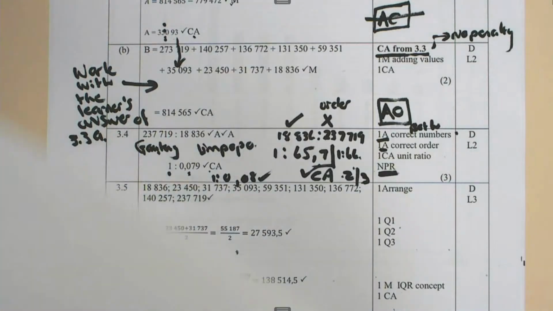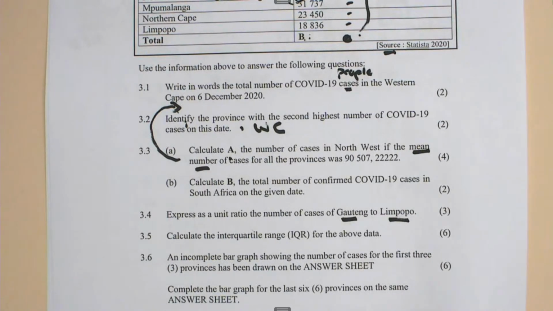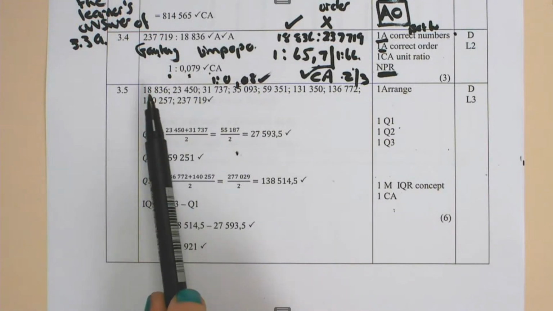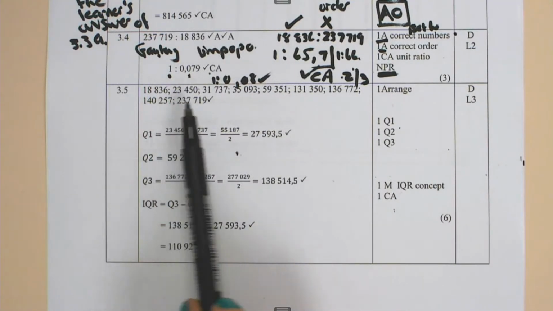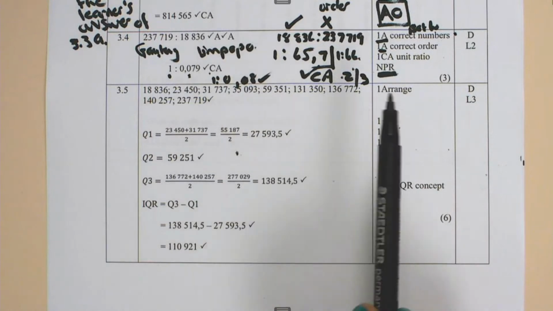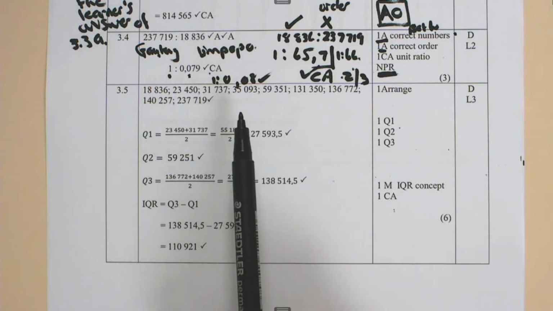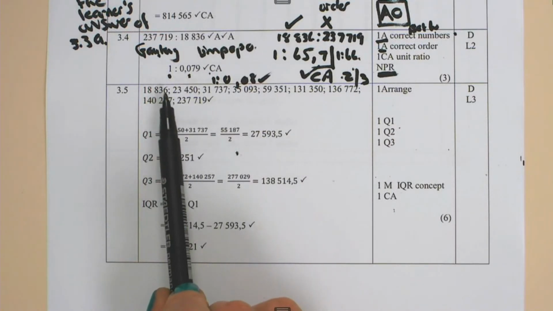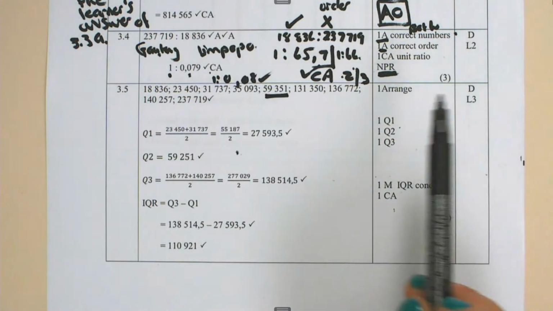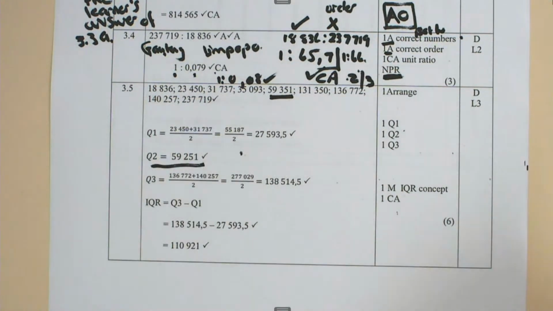Colleagues, then we come to 3.5. Calculate the interquartile range for the above data. To get the interquartile range, we will of course first have to arrange the data, and then we will have to get the lower quartile and the upper quartile. Now the number of data in the set is 9. So our middle value will be after 4. 1, 2, 3, 4. There is our middle value, and then we will have 4 values on this side as well. Now you will see they give here Q2 as 59,251.